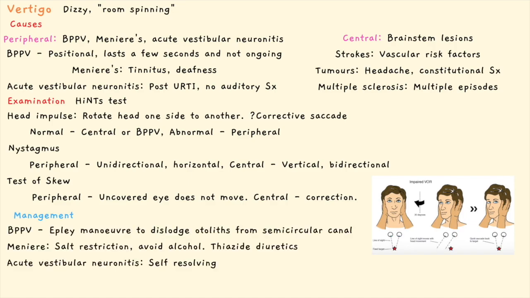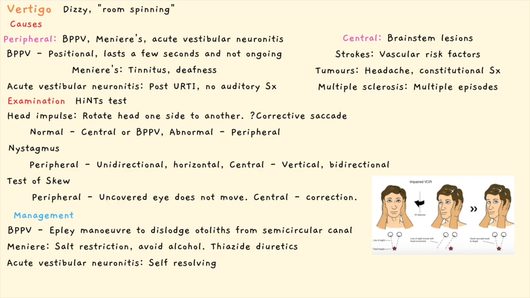Management, we're going to look at peripheral causes as it's the most characteristic vertiginous presentation. So if it's BPPV, you do an Epley's maneuver to dislodge otoliths from the semicircular canal. And what this entails is essentially bending them over the bed, tilting the head backwards, and then moving it to the side, and you've got to hold it for like 10 to 15 minutes.